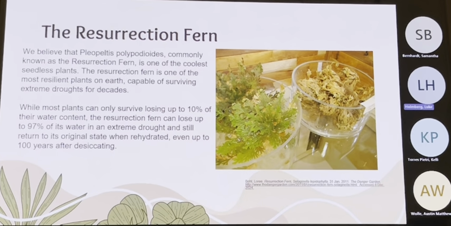We believe that the Pleopeltis polypodioides, commonly known as the resurrection fern, is one of the coolest seedless plants on Earth. The resurrection fern is one of the most resilient plants. It's capable of surviving extreme droughts for decades. While most plants can only survive losing up to 10% of their water content before they die, the resurrection fern can lose up to 97% of its water in an extreme drought, and it can still return to its original state when rehydrated, even up to a century after desiccating.